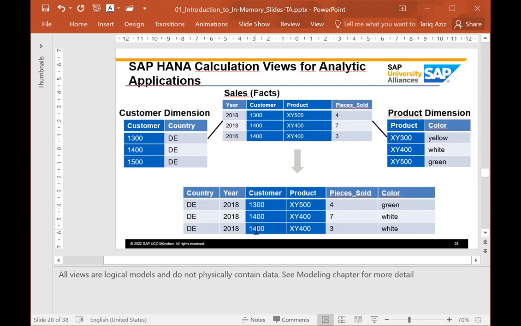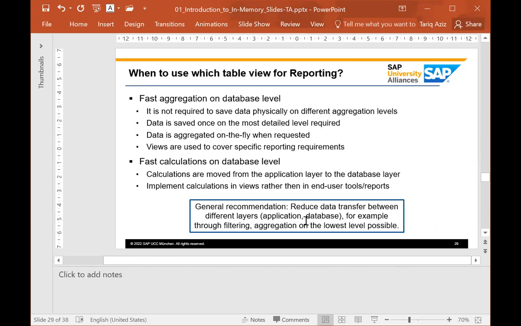Okay, good. So what I'm trying to say is that in a select statement, you can link 3 tables, 2 tables, 4 tables, and at the end, you can display columns from all 2 tables or 3 tables or 4 tables, whatever. That is what you can do in the select statement. We already talked about that, when to use which table view for reporting, that is what we have to find out.